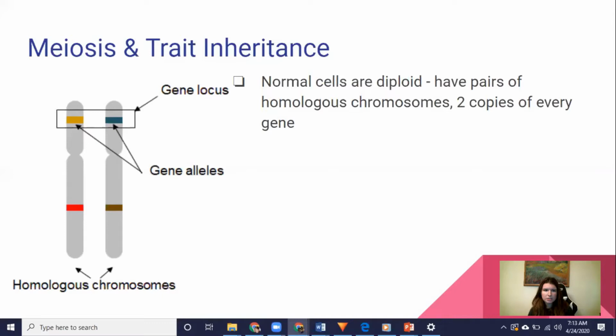So here in the image, for example, the yellow and turquoise genes are at a specific location on the chromosome. That's what a gene locus is. But they have slightly different versions of the protein that they're going to make. So they have different alleles.